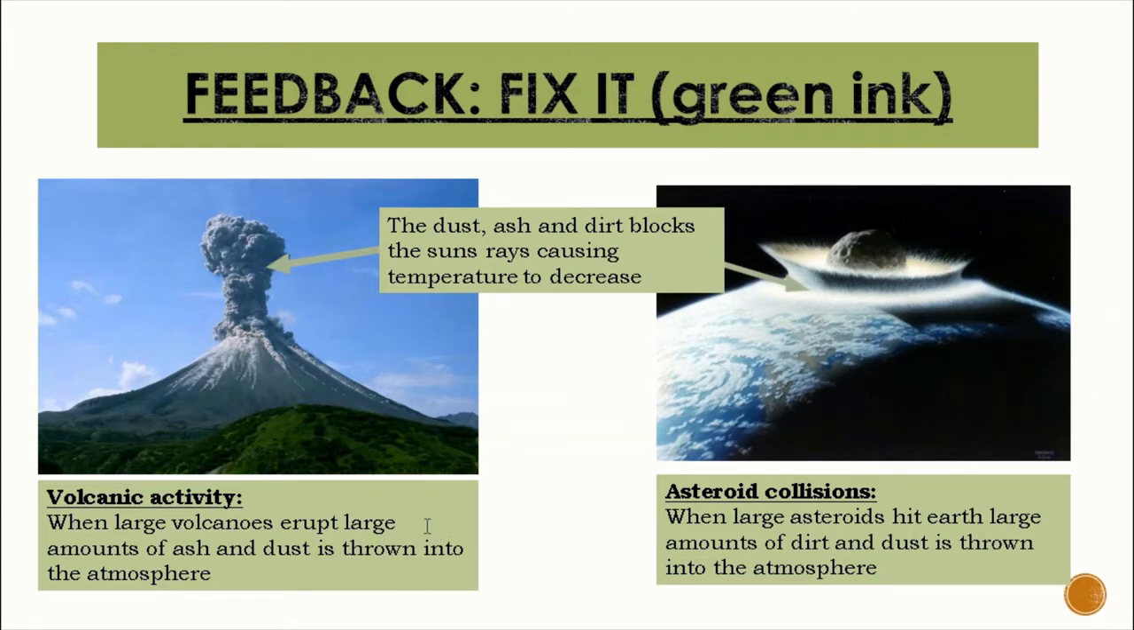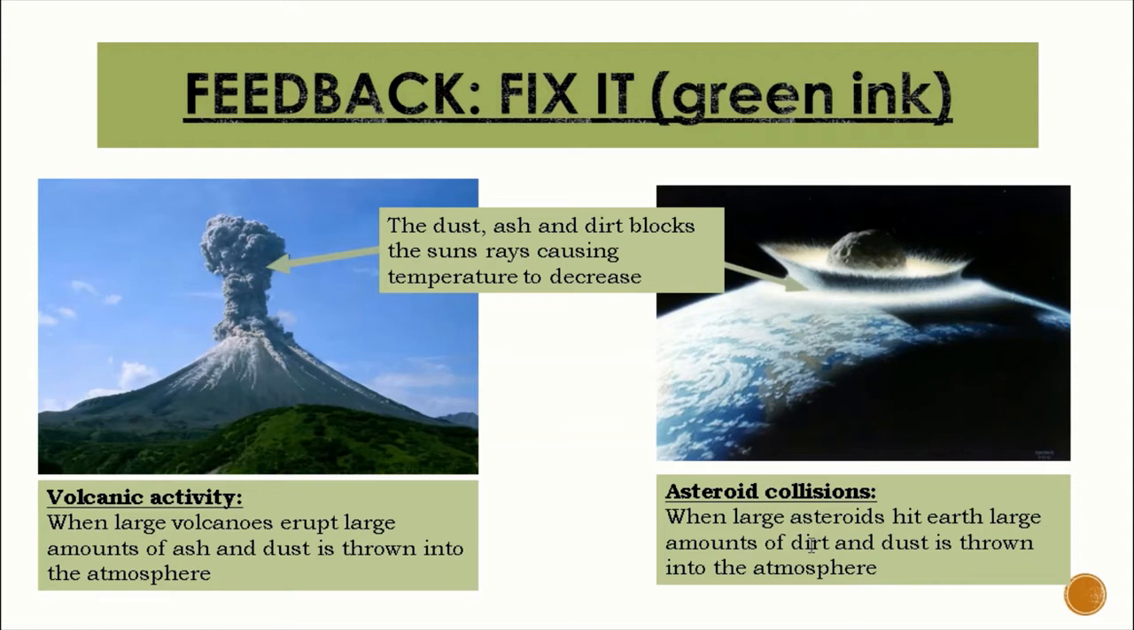So the reason this happens with volcanic activity is because large amounts of ash and dust are thrown into the atmosphere, blocking out that sun. Whereas with asteroid collisions, the dust and the dirt that is thrown up from this collision blocks out the sun as well. So if you pause this video clip for me now, add anything in green pen that you need to your answer.